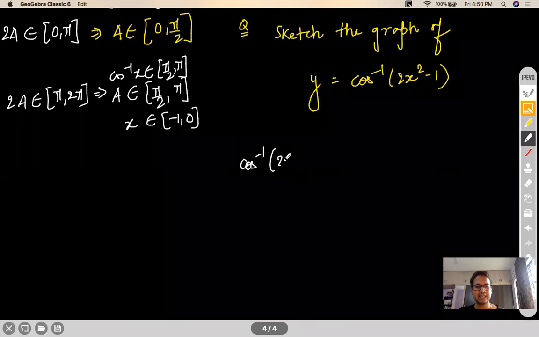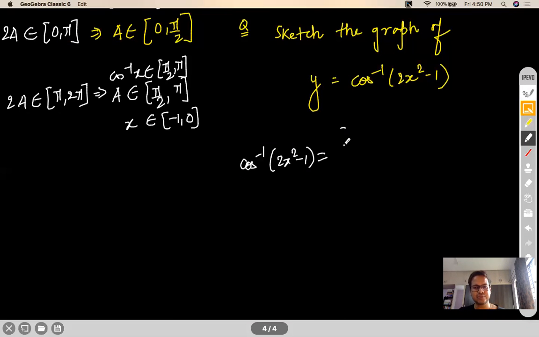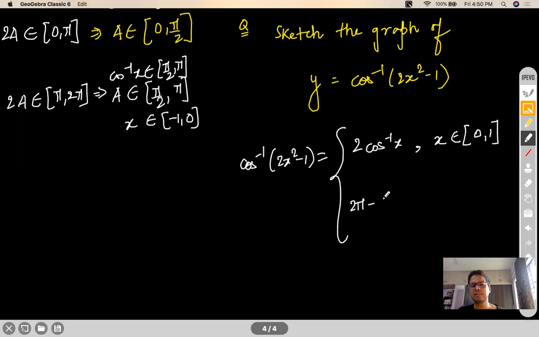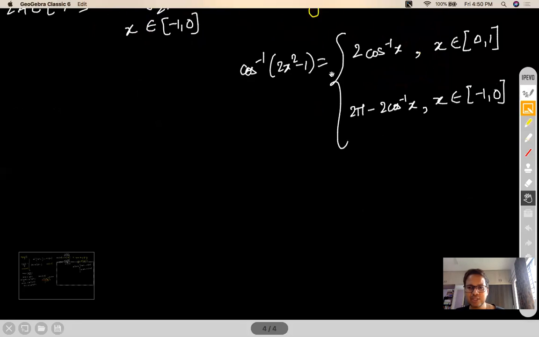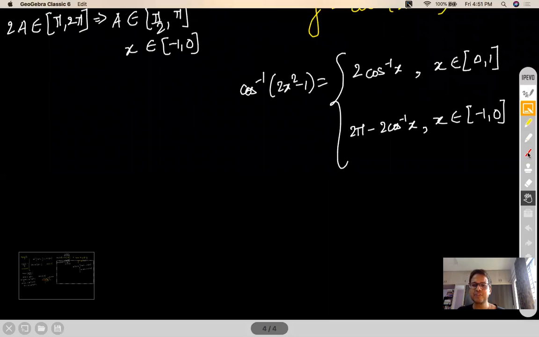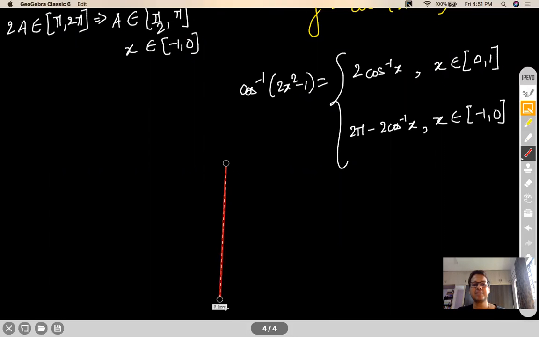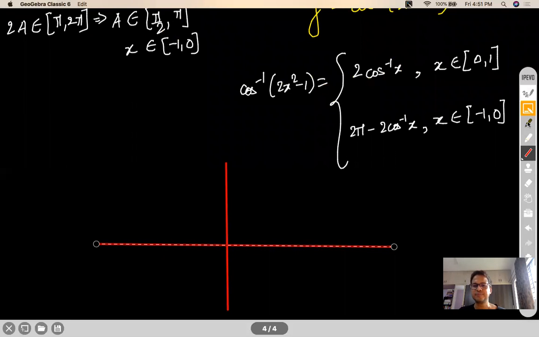For your betterment, I will write down this formula again for you. This will be 2 pi minus 2 cos inverse x when x is between minus 1 to 0. So you don't have to draw both the parts, just draw the first part. The second part will be the mirror image. Done.